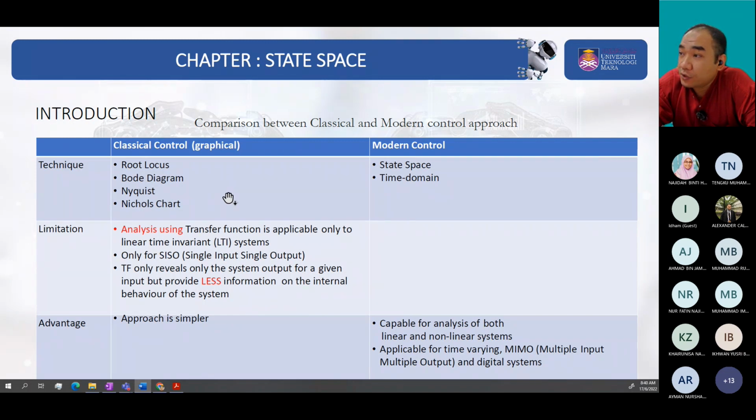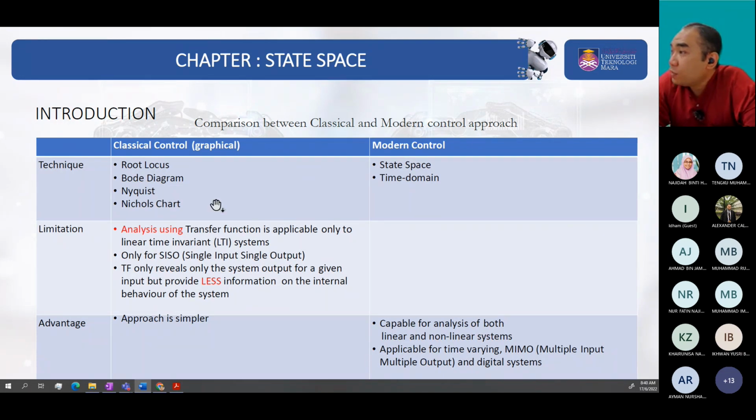So the way we design and tune our controller, we will be using all these techniques. Either we can use the root locus plot, Bode diagram, Nyquist plot and Nyquist chart. All those use the transfer function as the main mathematical model to represent the system. Before we can design using all these techniques, root locus, Bode diagram and so on, we need to get the mathematical model expressed in terms of the transfer function.